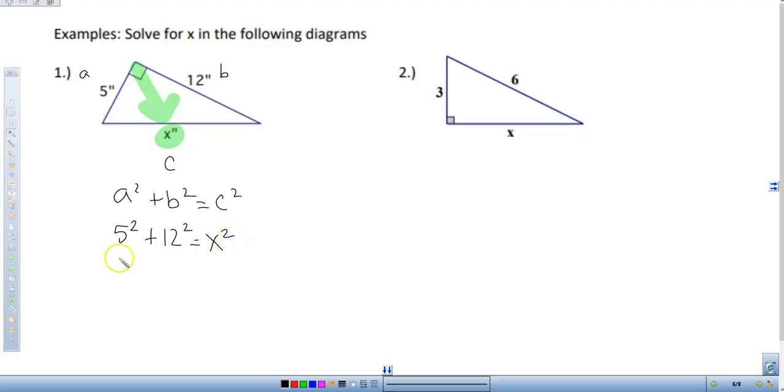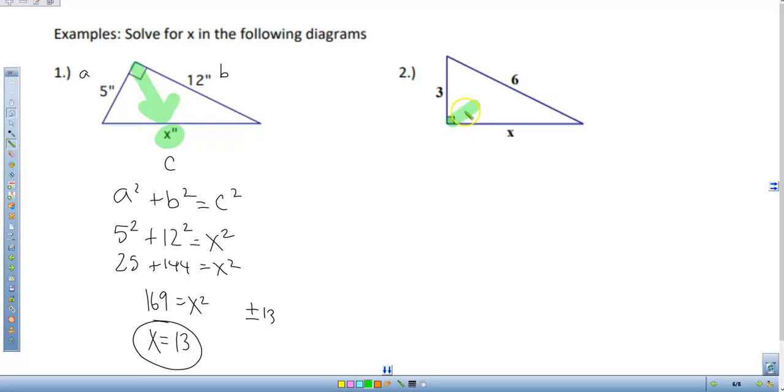Now I'll just evaluate it, and I get 25 plus 144 is equal to x squared. So that means 169 is x squared. However, I want to know what x is, not x squared, so I'll take the square root of both sides, and x will give me 13. Remember, because x represents the side length, we can disregard the fact that x, in solving this equation, would truly be plus or minus 13, but because x represents the hypotenuse length, it has to be the positive, so x is 13.